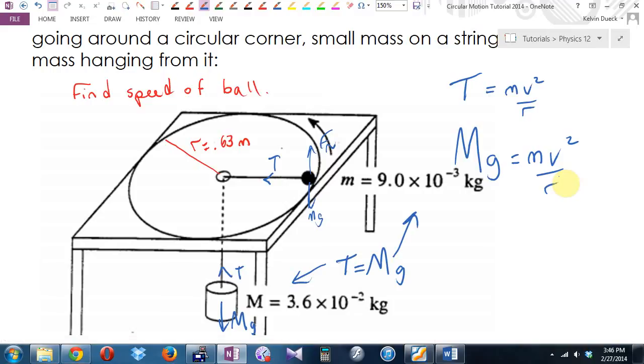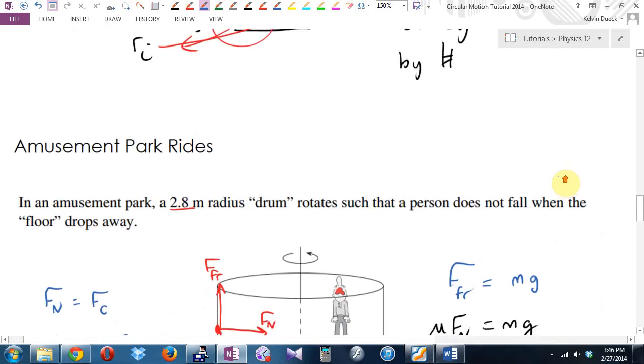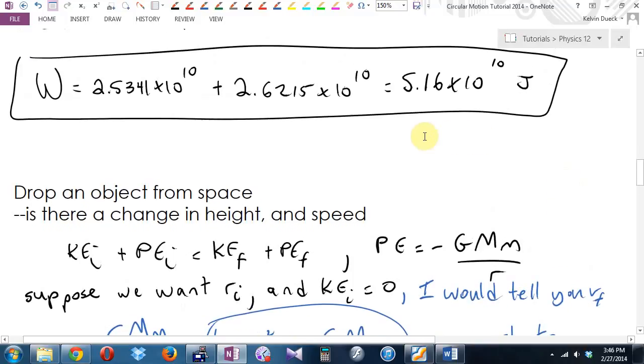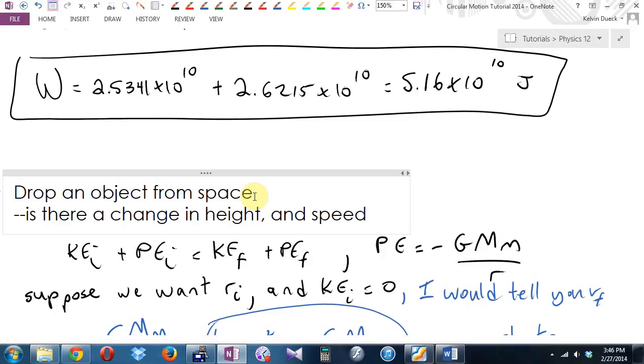I guess looking at my notes, going back to, is there a change in height? Not just dropping an object from space. I could also launch an object from Earth and simply say, how high does it go? What would its final speed at the top be? If I launch something straight up, 0. There's still a change in height, but your final kinetic energy is going to be 0. If I told you your initial launch speed, that's where I could say, find r final. That would be a more interesting question.